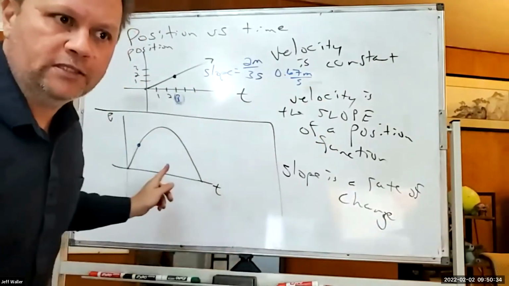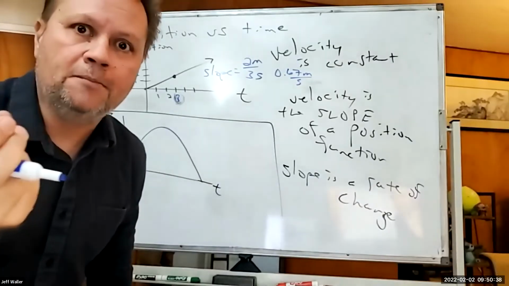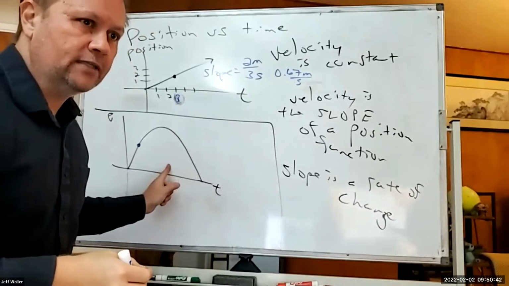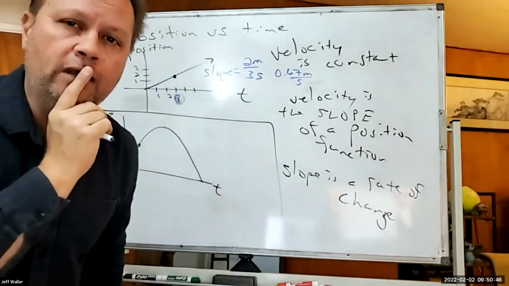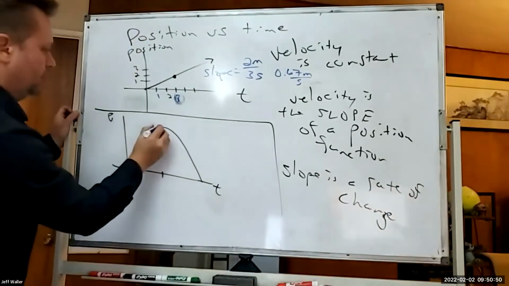If I say, what's the velocity of this person? You would say, at what time? If I ask you, what's the velocity of this person? You can't give me one answer. You have to say, I don't know enough. At what time? For example, what's the velocity at this time?